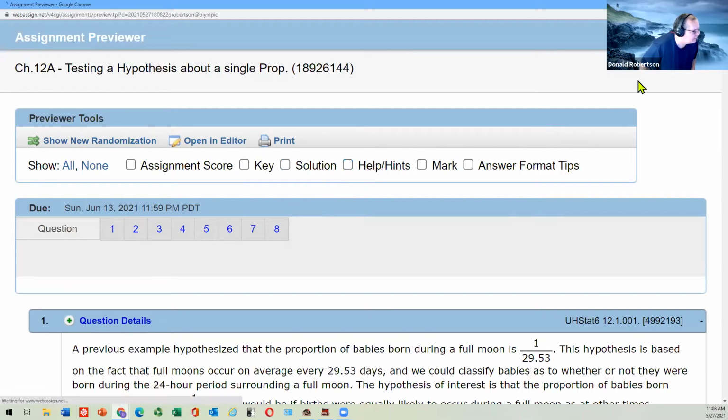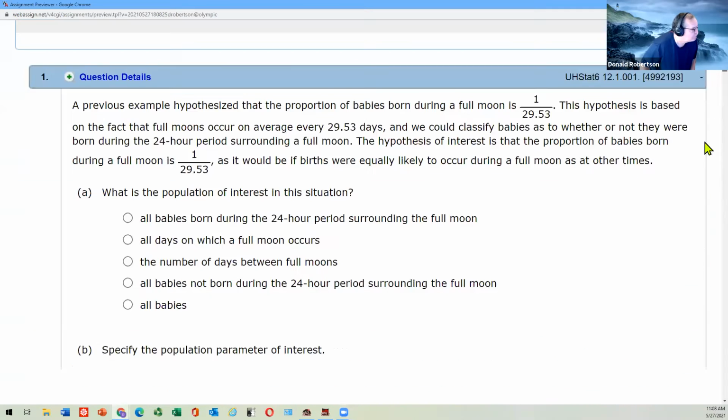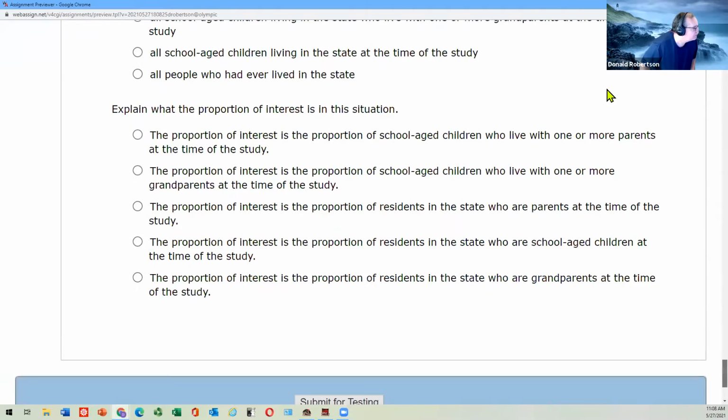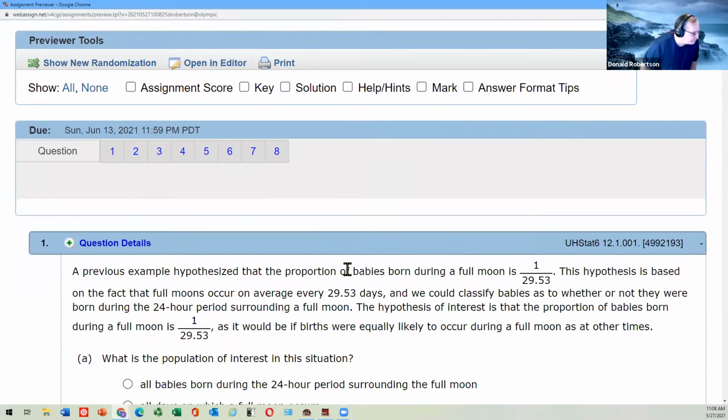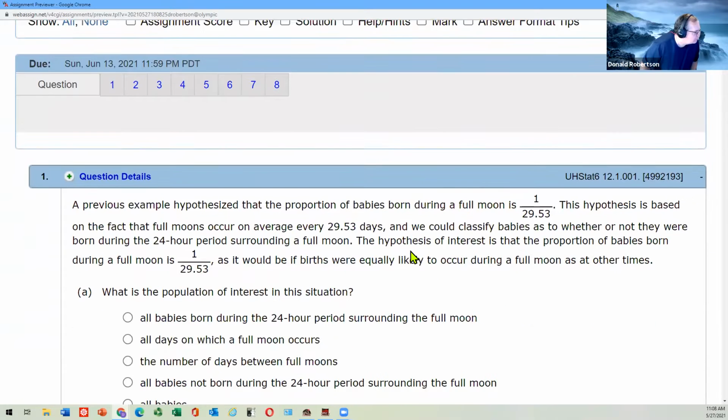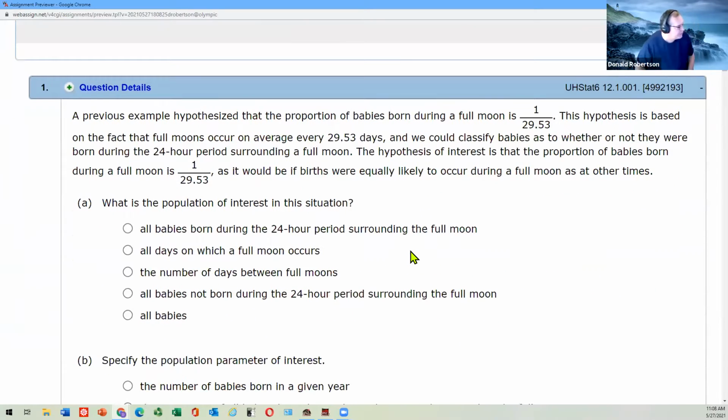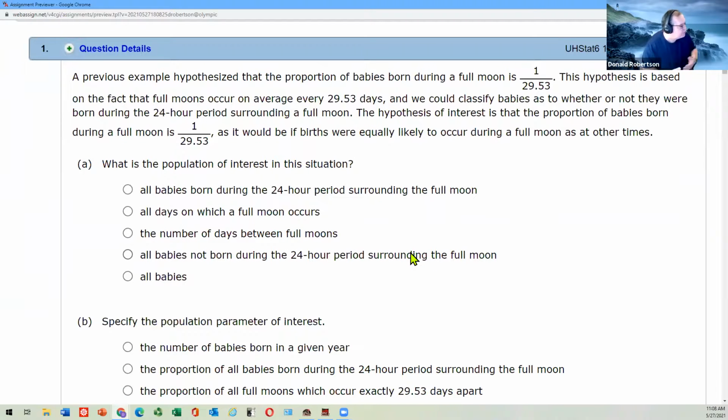Go away. Right. So hopefully you are looking at the homework for 12A. Is that what you're saying? Okay. So pretty much going to do these questions together. They're good. They give you a kind of idea and the beginnings of hypothesis testing.